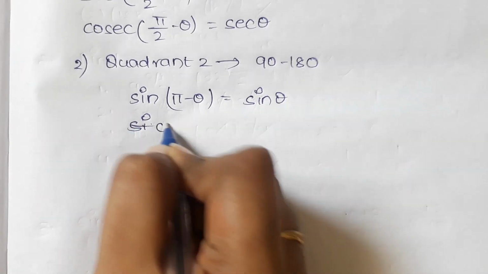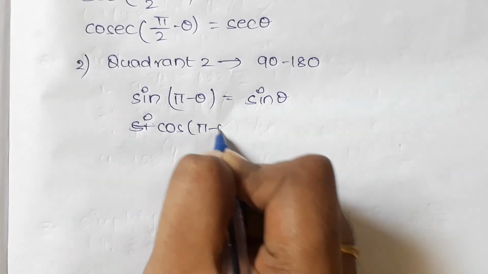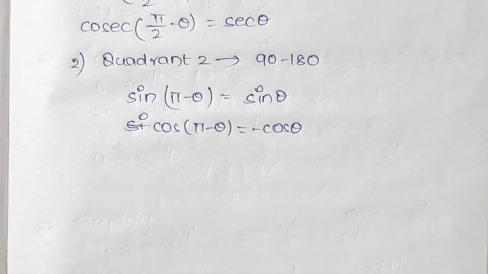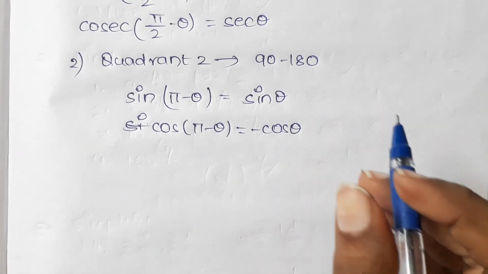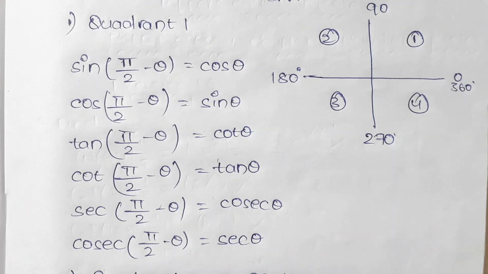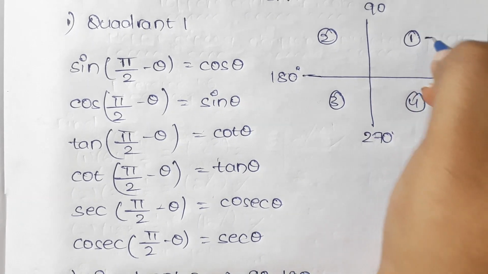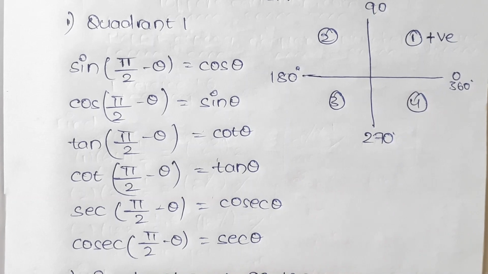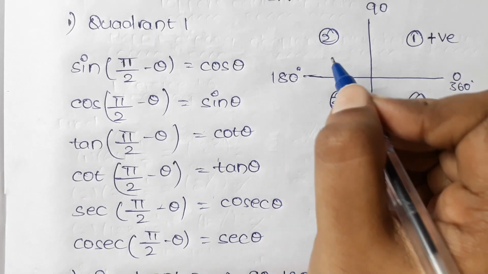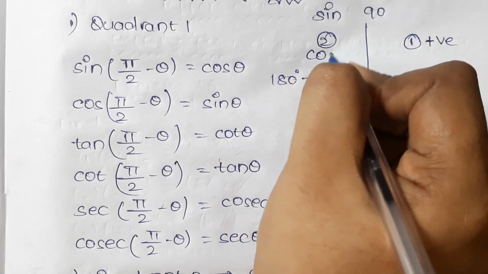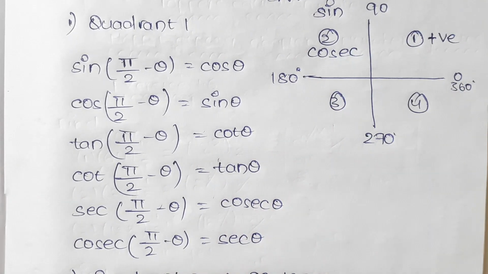And cos(pi minus theta) is minus cos theta. Because here in the quadrants, that is in the first quadrant, from 0 to 90 degrees, every ratio is positive, and in the second quadrant sine and cosecant both are positive and the other trigonometric ratios are negative.